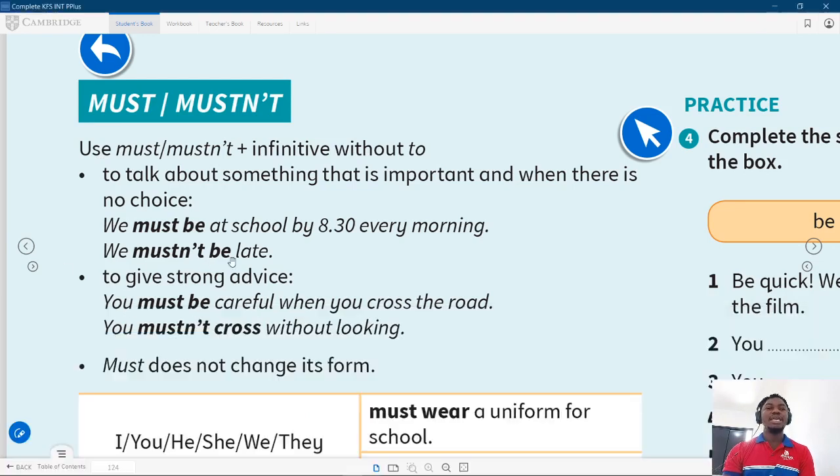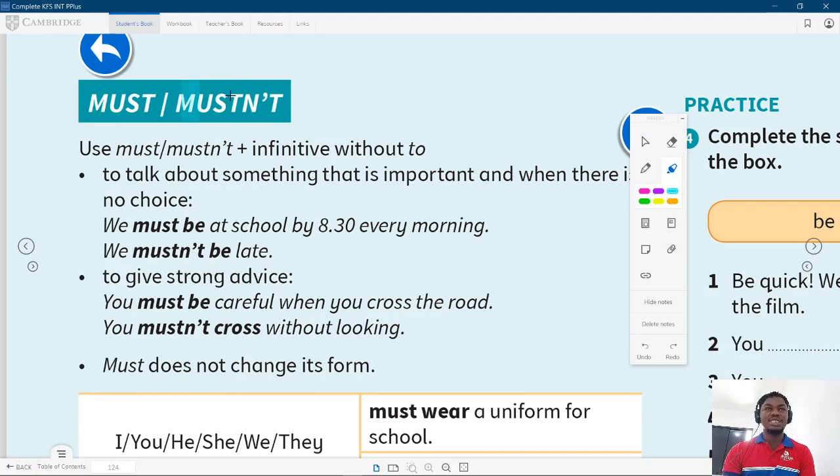Okay, obligations when you don't have other options, and it is very important. So we use must and mustn't, which is the negative form, to talk about something that is very important and there is no other choice. So here is an example of an obligation: You must be at school by 8:30 every morning. It is an obligation. You mustn't be late.